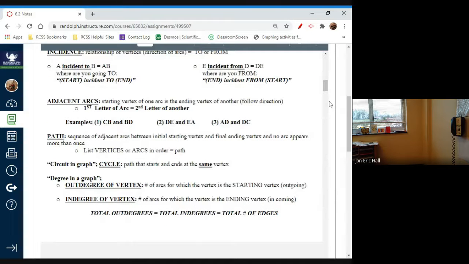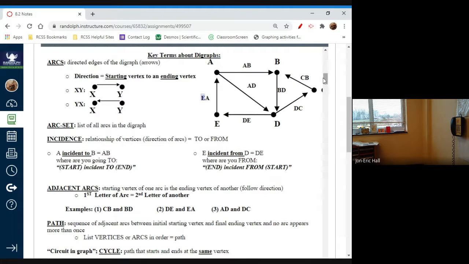All right, a path is a sequence of adjacent arcs between an initial starting vertex and a final ending vertex, and no arc appears more than once. So this is just like a path from what we talked about before, only now you have direction. Instead of finding a Euler circuit, now you have a direction, and a path is a sequence of these arcs that go from a starting point to an ending point. No arcs appear more than once, just like before.